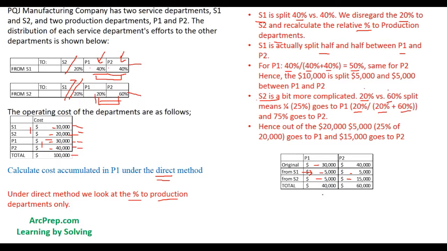So essentially, when we take the total, it's going to be the original figure plus what is coming from S1 plus what's coming from S2. My new P1 is 40. My new P2 is 60. After redistributing S1 and S2, they again add up to $100,000, which should be the case. And now I have a fully baked, fully incorporated production department's figures.